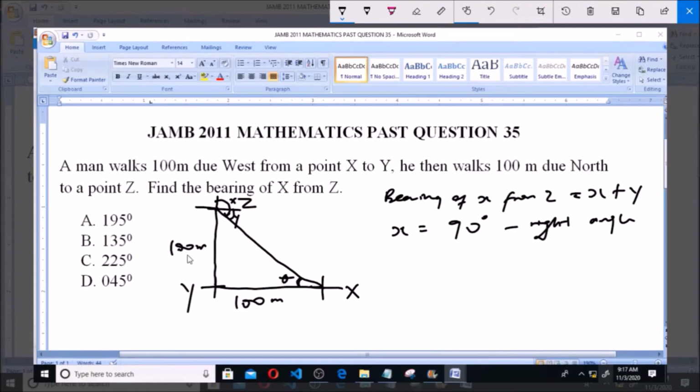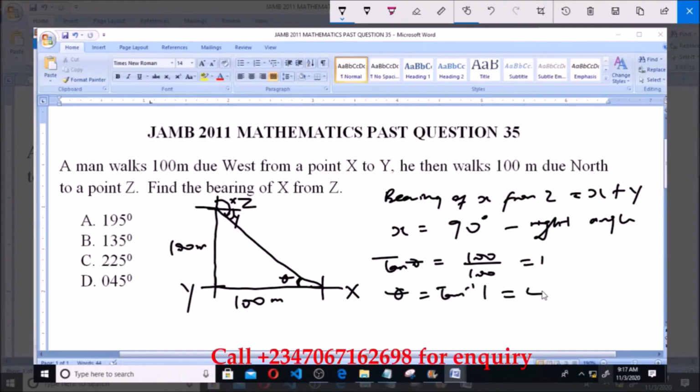Now angle theta, since we have 100 here, that is the opposite is 100 and the adjacent is 100, we can now use tan theta. So we can simply say tan theta is equal to 100 over 100, which is equal to 1. So theta will be equal to tan inverse of 1, and that is equal to 45 degrees, meaning that theta is equal to 45 degrees.